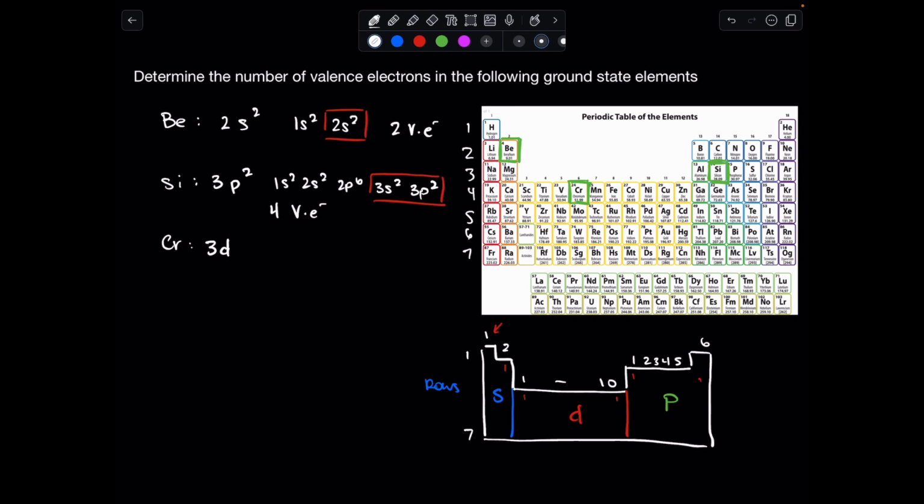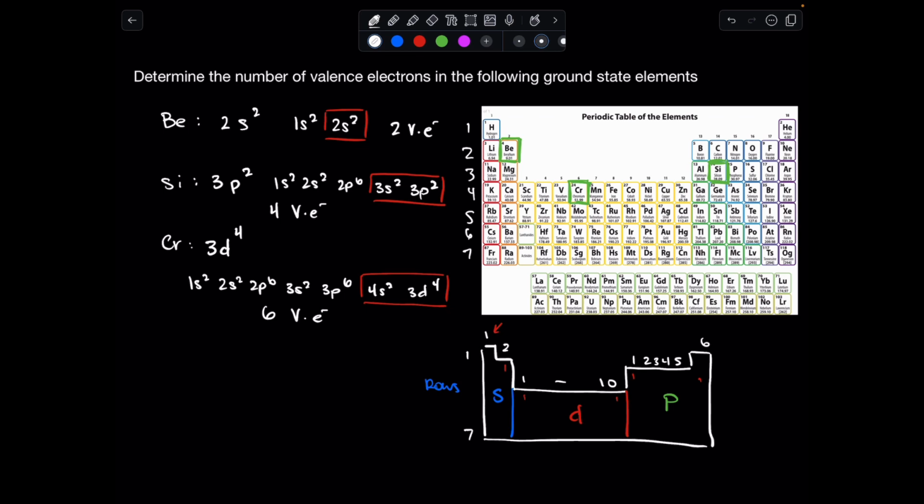So it's going to be 3d, and then it's 1, 2, 3, 4. So it should end in a 3d4. Now let's write out its full configuration. It's going to be 1s2, 2s2, 2p6, 3s2, 3p6, 4s2, and now it is 3d4. So again, a little bit different than the other ones. We're going to include our 4s and our 3d to determine the number of valence electrons. So this is going to have 6 valence electrons.